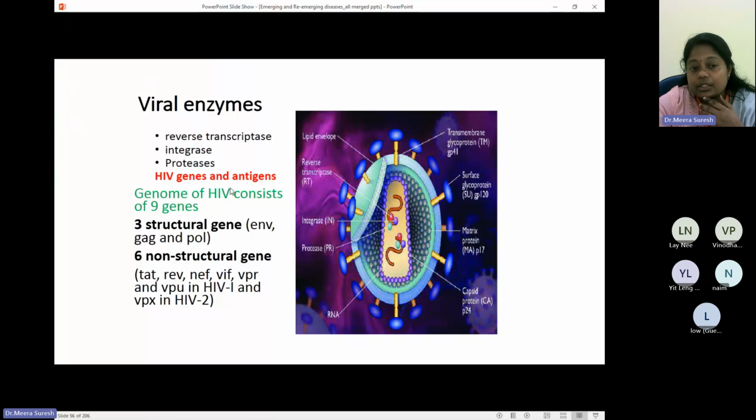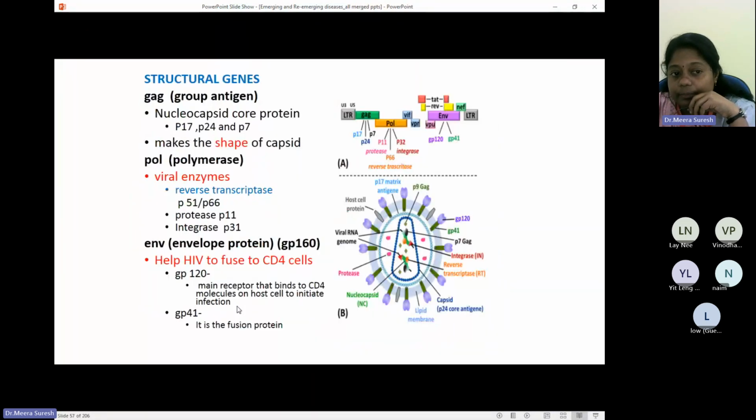And then HIV has certain genes, antigens, which are very important. There are 9 genes, out of which 3 are structural genes and 6 are non-structural genes. The three structural genes are ENV, GAG, and POL. The non-structural genes you don't have to remember, but it will be ideal if you remember the 3 structural genes, their names, and their functions.